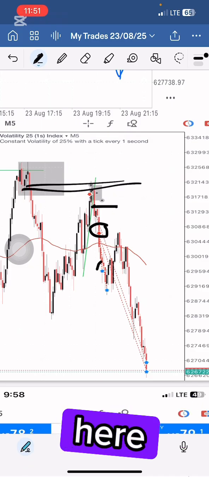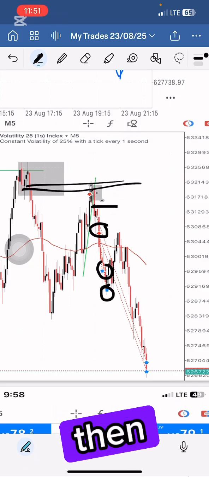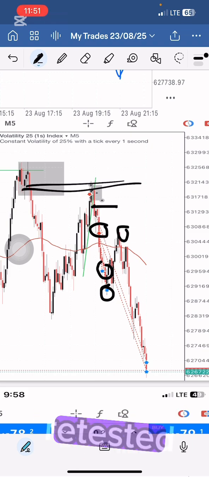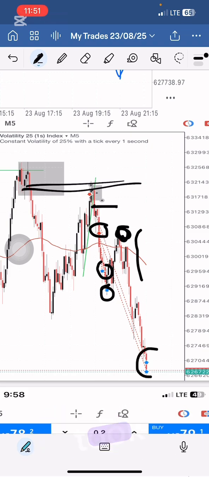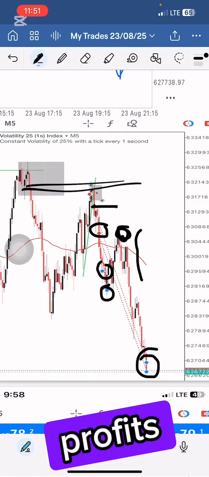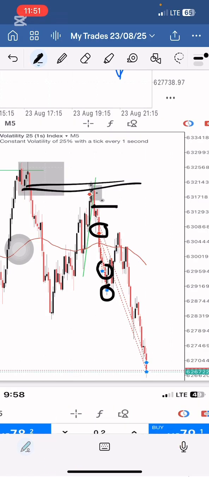As price dropped here, I took my first take profit here, took the second one here. Then price pushed up, retested this place, and dropped again. You can see this is where I took the remaining profits. Just that simple. It's as simple as that.